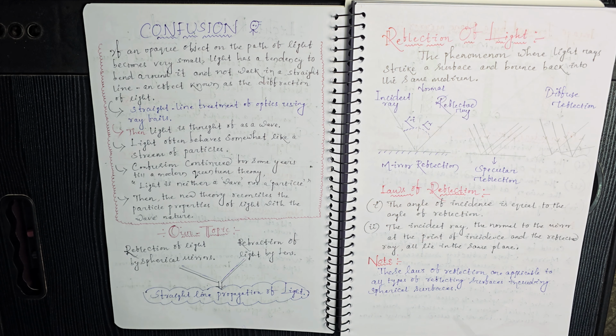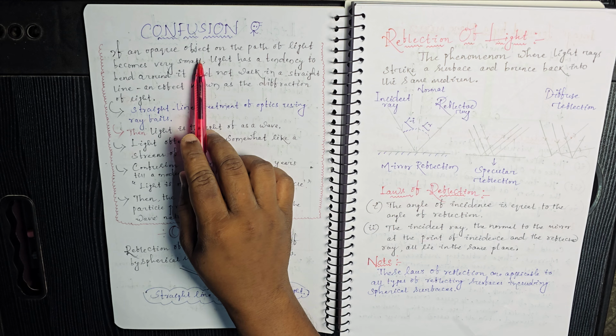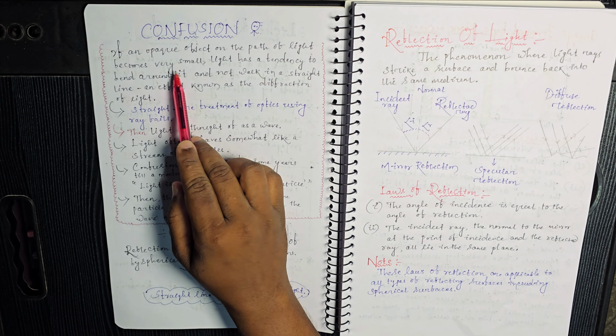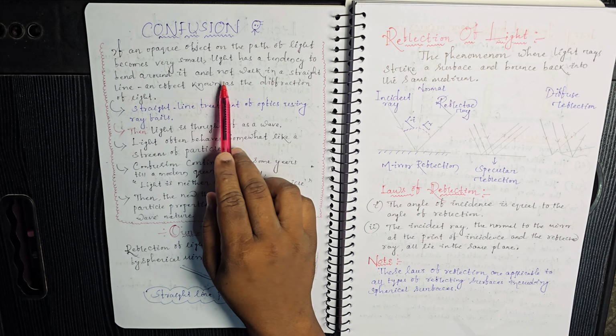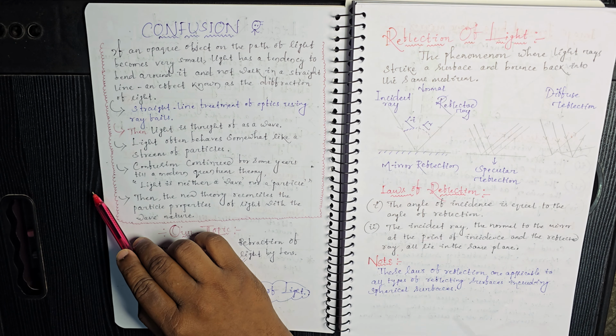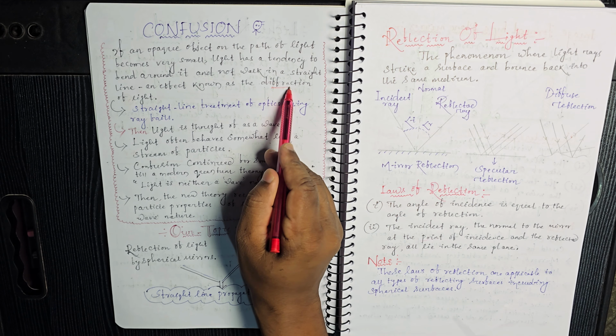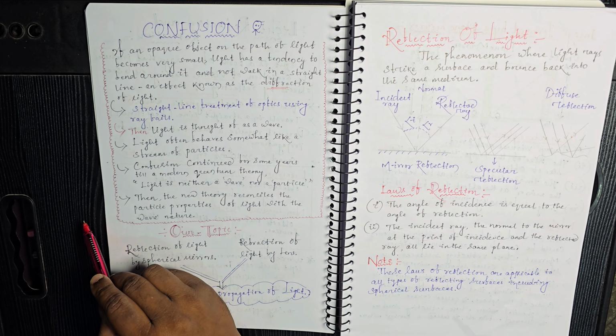Now coming to the biggest confusion of the light chapter. Whenever teachers are teaching you in your school, in your tuition or anywhere, they must have told you, by the way, that light behaves with a particle nature, as well as a wave nature. I hope this is clear. Now coming to the actual confusion part. If an opaque object on the path of the light becomes very small, light has a tendency to bend around it and not travel in a straight line. And that's why this is called diffraction of light. What's it called? Diffraction of light.